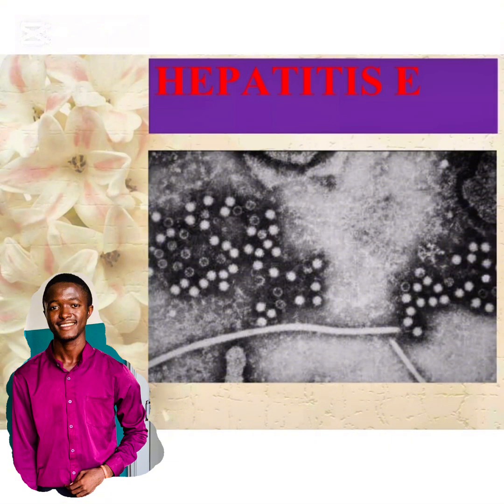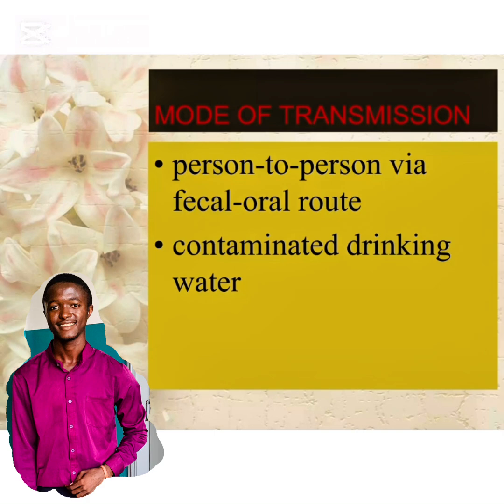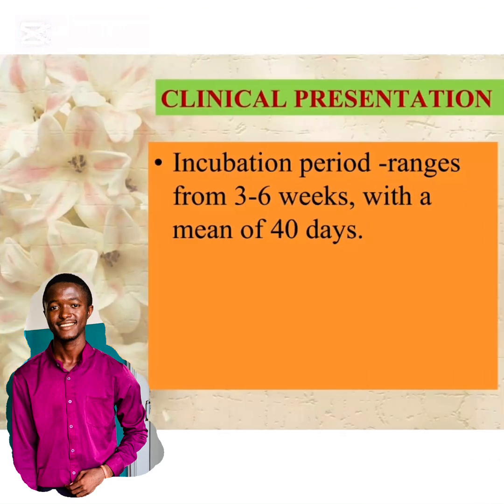Now we continue with hepatitis E, which is of course one of the major hepatitis. So we have A, B, C, D, and E, which is the last one we are going to be talking about in today's lesson. Of course, its mode of transmission is from person to person. We have the fecal oral route, and it can also be transmitted through contaminated drinking water. That means you need to be very cautious of the water you drink.